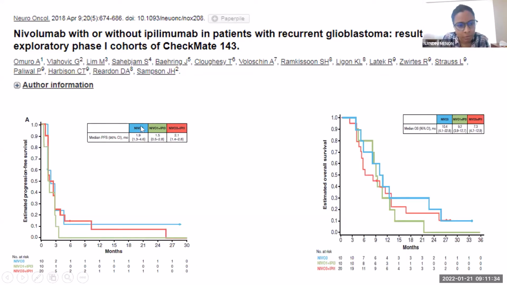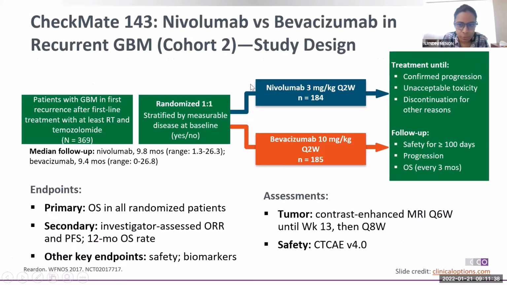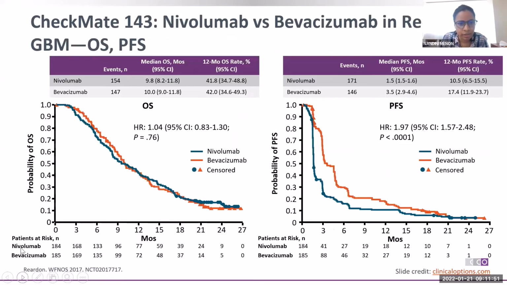So they used nivolumab in the subsequent phase 3 arm of the study as the experimental arm. And this was the Checkmate 143 study, and this was the experimental arm, and BEV, the standard dose of 10 mg per kg, was the control. And patients who had first recurrence were taken into the study.